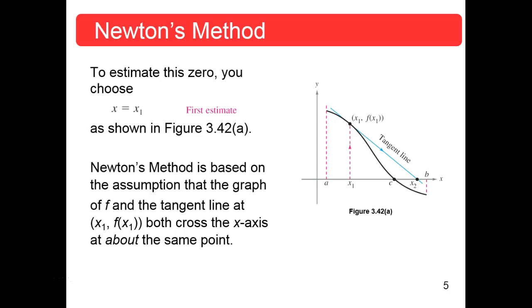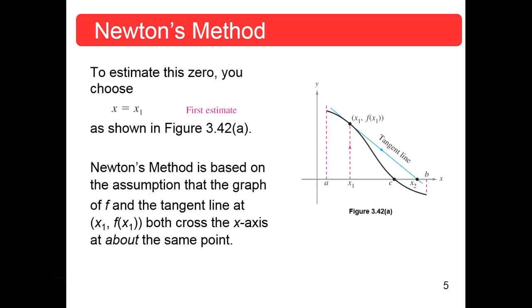Let's call it x1. Here's your a, here's your b. Pick an x somewhere in between. Not a or b, because we're not guaranteed the derivative is good there. Pick some value, x1. You know the function is continuous there, so it's going to have a value, and you know it's differentiable, so it will have a derivative there. Newton's method is based on the assumption that the graph of f and the tangent line at (x1, f of x1) both cross the x-axis close to each other.